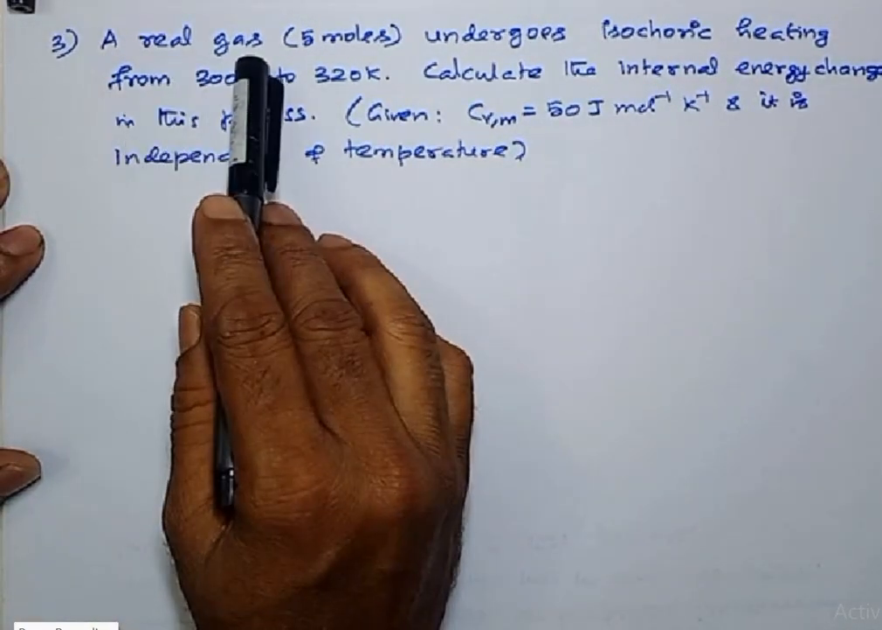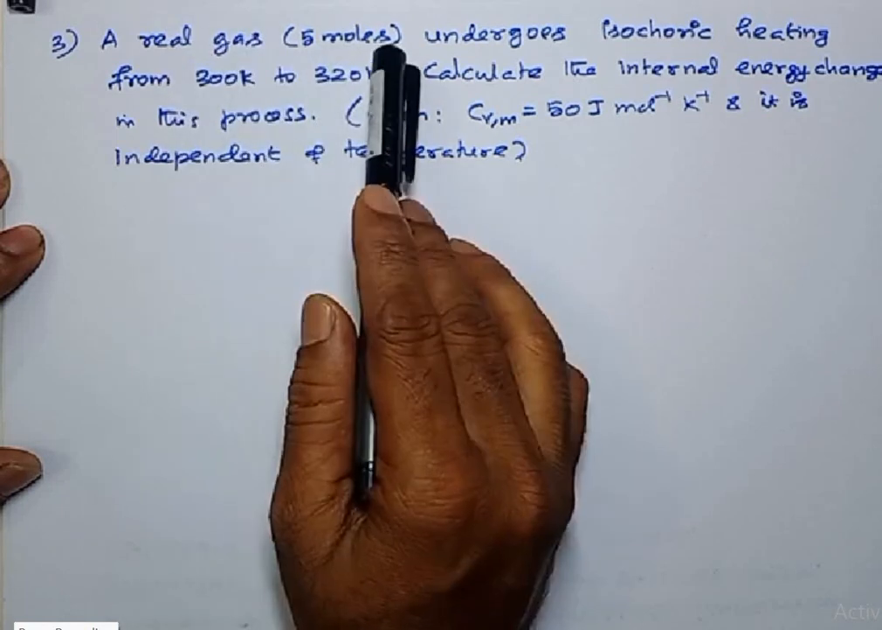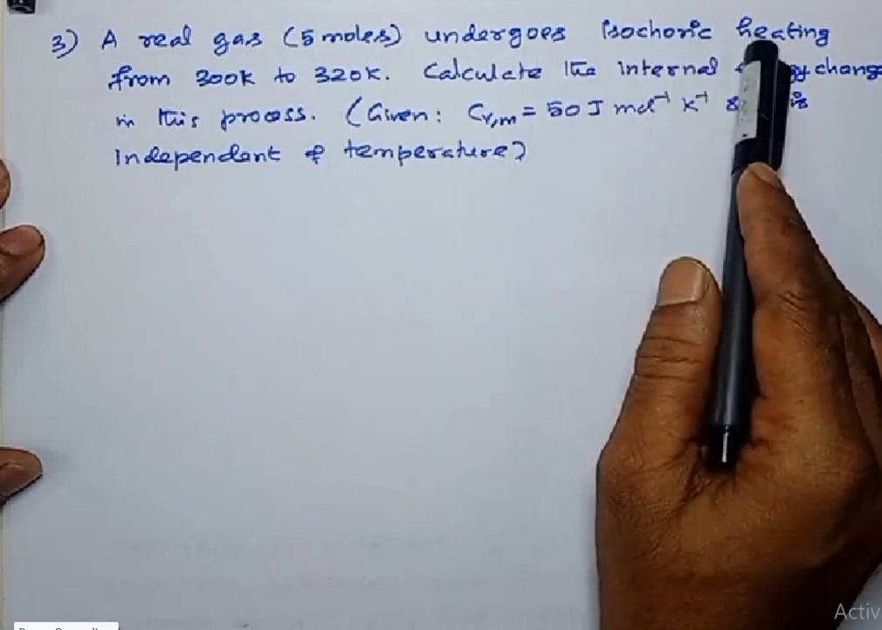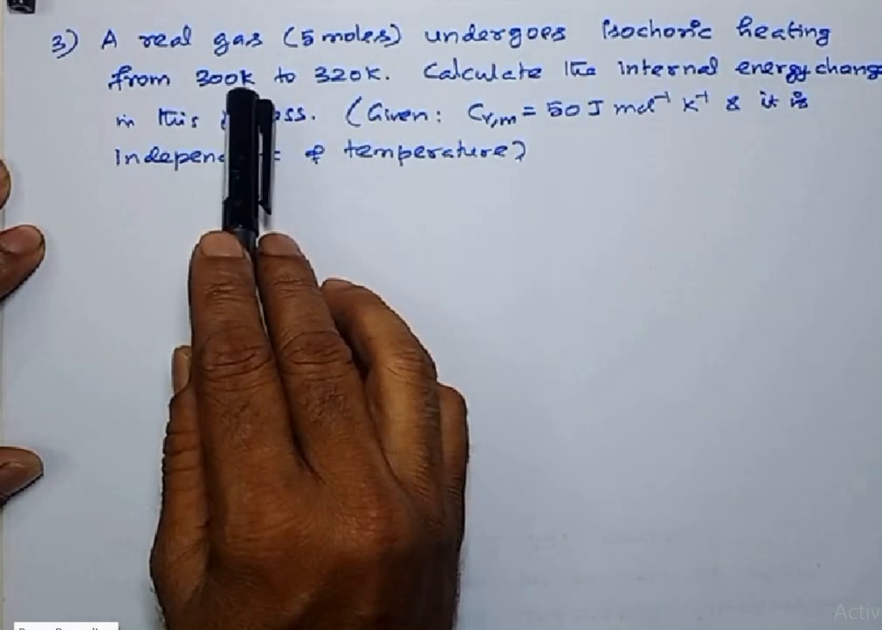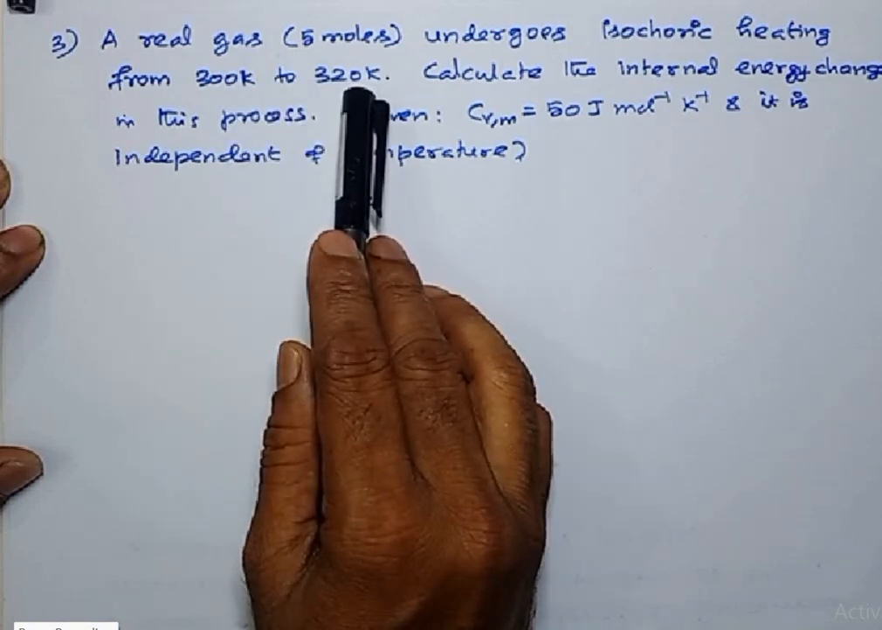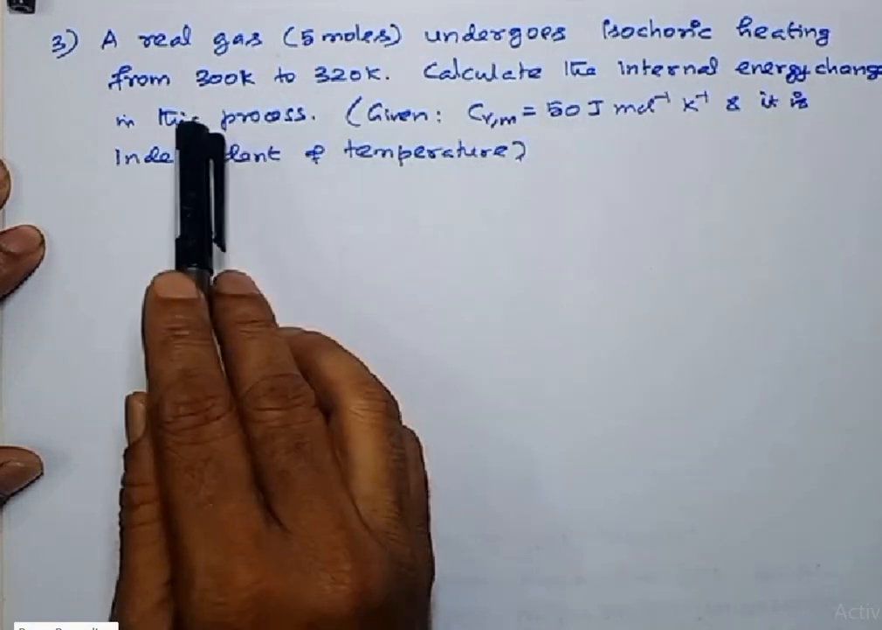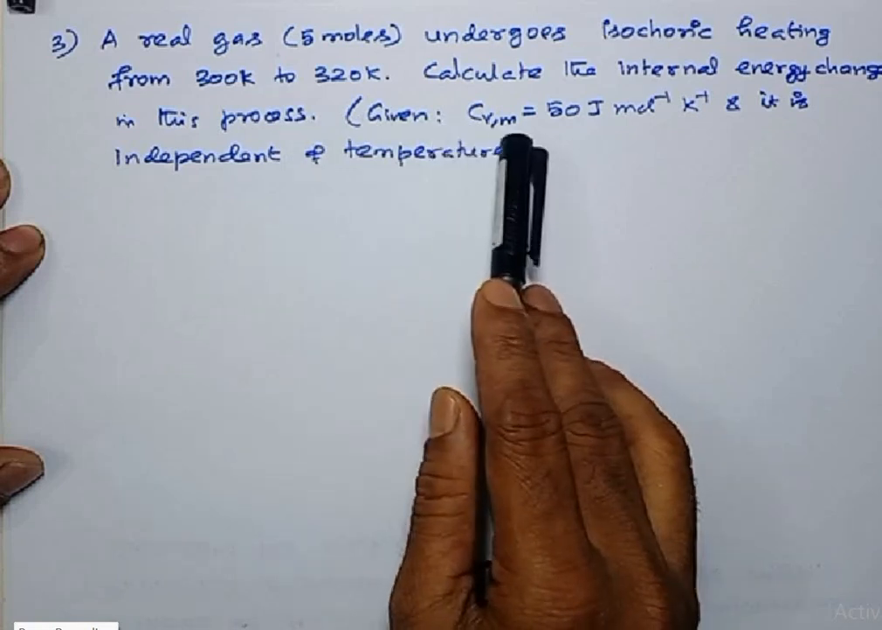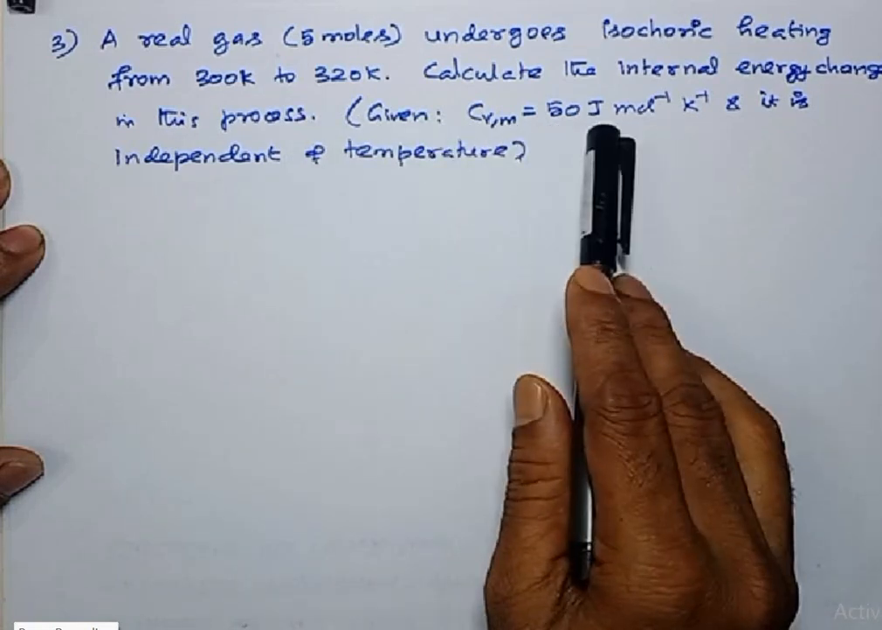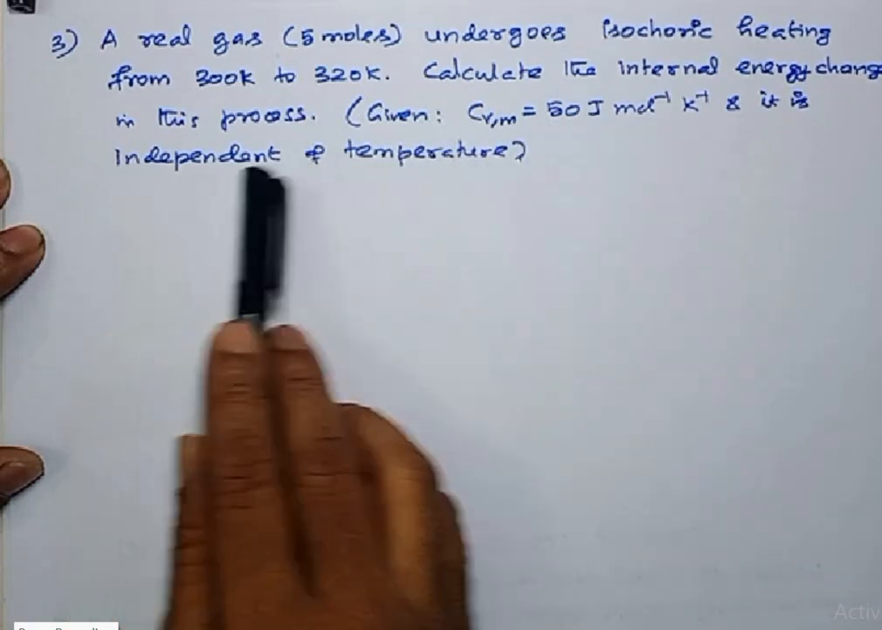A real gas, 5 moles of real gas, undergoes isochoric heating from 300 Kelvin to 320 Kelvin. Calculate the internal energy change in this process. The CVM value for the gas is given, and it is independent of temperature.